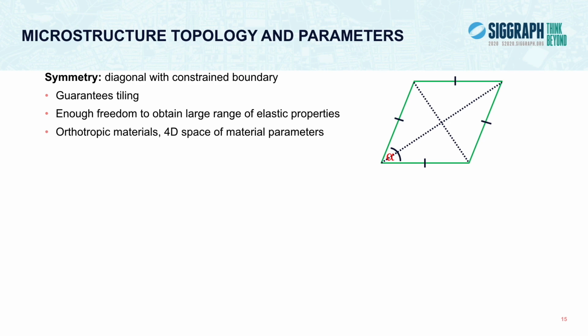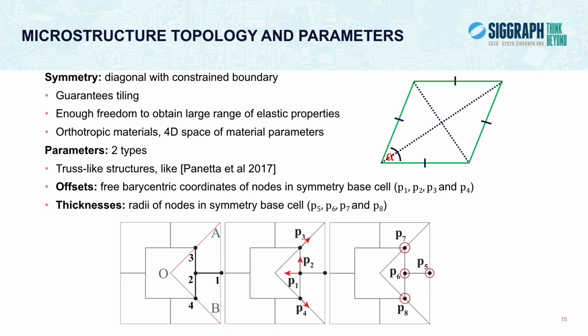And, because of the axis of symmetry, we are guaranteed to have orthotropic materials, decreasing the dimension of the space of homogenized tensors. As parameters, we use a similar setup to Panetta et al.'s work, with offsets for each node and thicknesses. The offsets correspond to free barycentric coordinates of nodes in our symmetry-based cell, and thicknesses correspond to the radii of the nodes. This is enough to also produce a large range of shapes. The bottom figure shows the graph representation of our pattern. Notice that we have 4 parameters for offsets and 4 for thicknesses, in a total of 8 parameters.